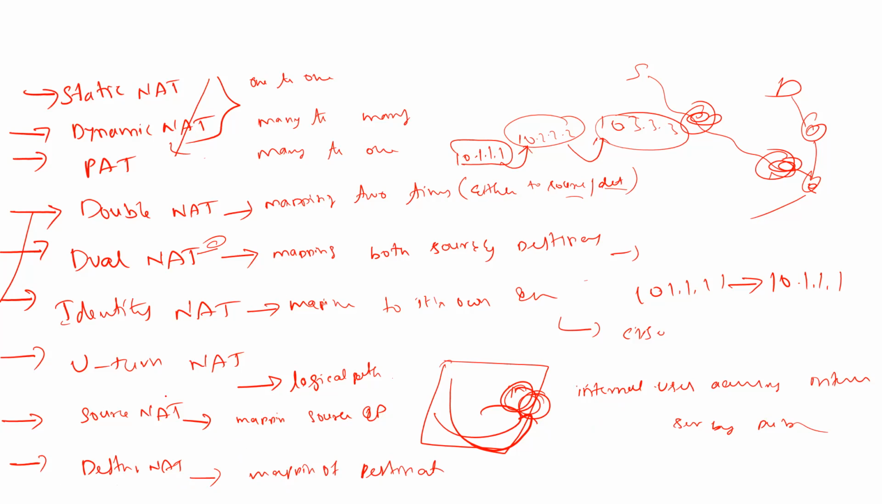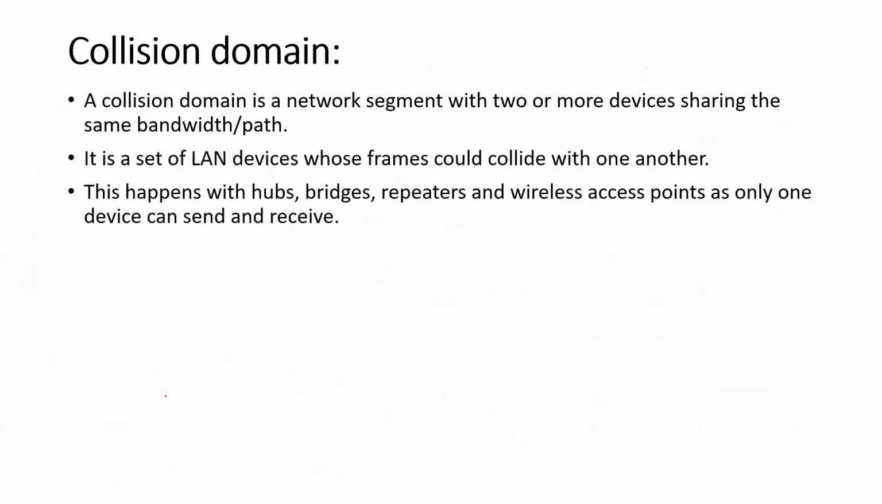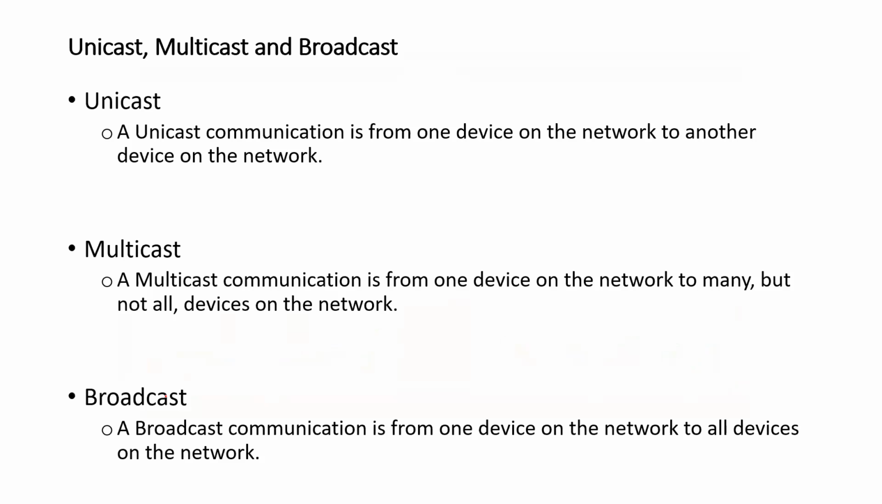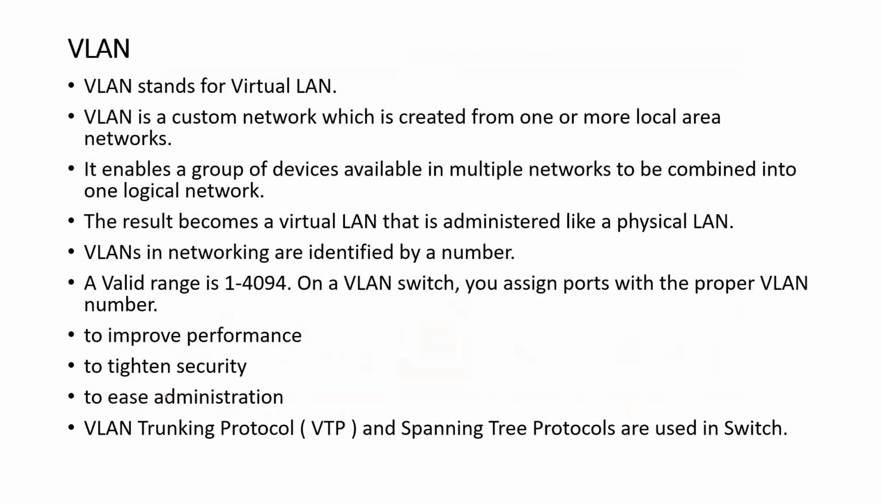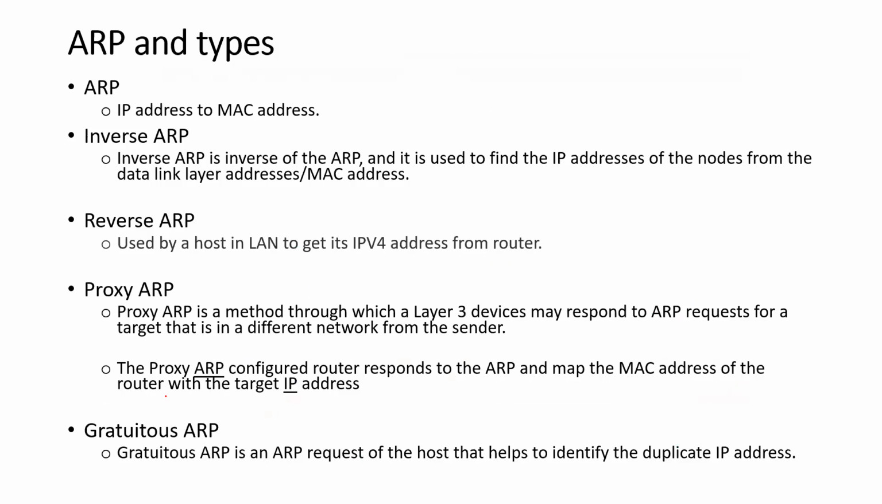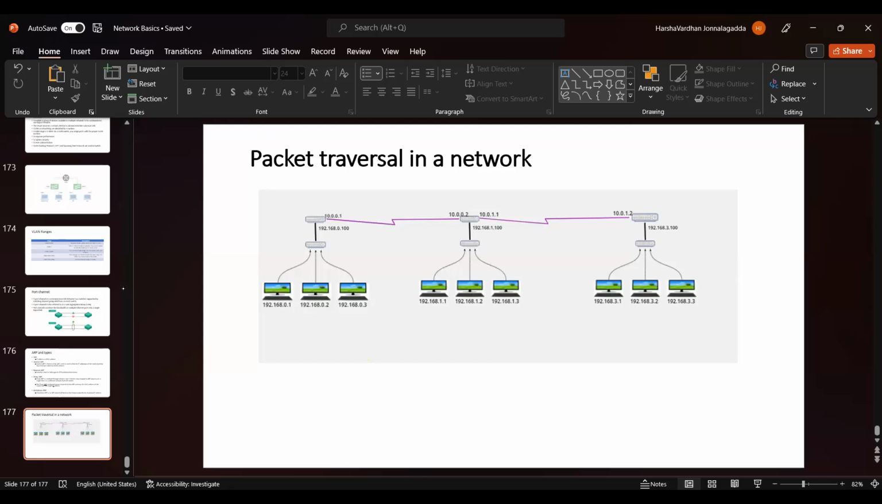So that's all for this session. In the next session we will discuss what is a broadcast domain, what is a collision domain, the differences between switch and hub, unicast, multicast, simplex, duplex, VLAN and VLAN ranges, port channel, ARP and its types, and packet traversal in the network. With that, we'll end up with network basics.